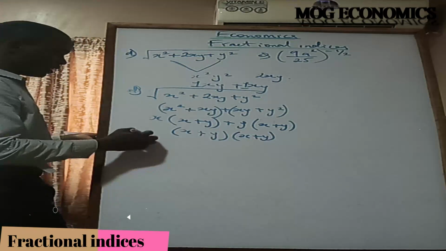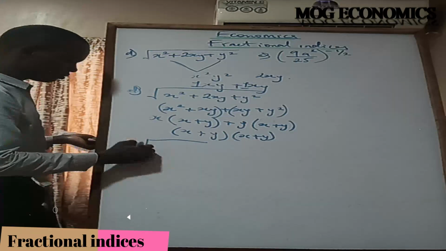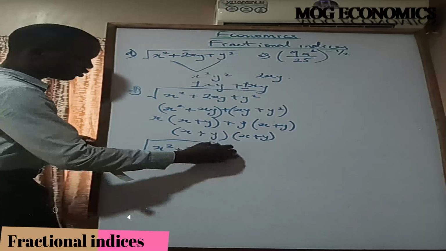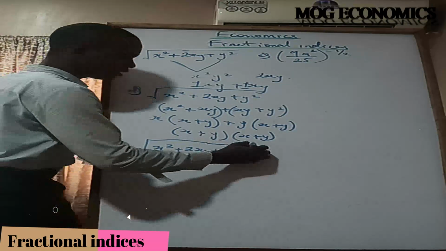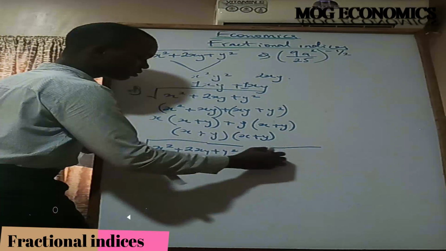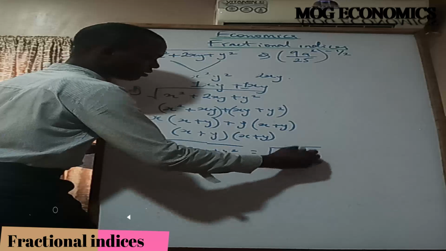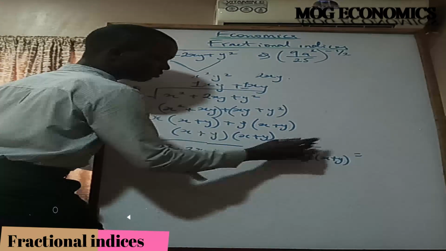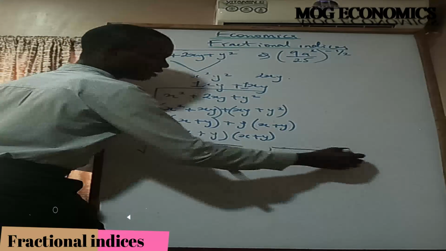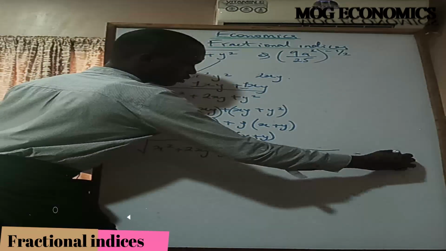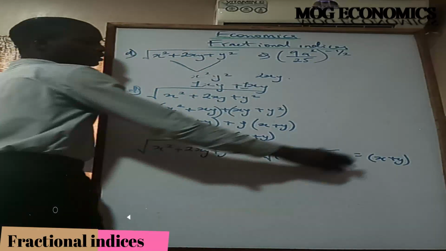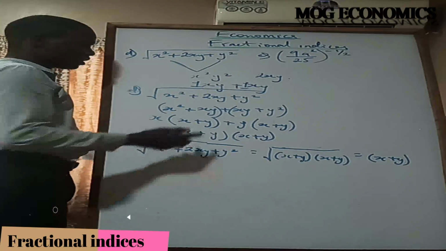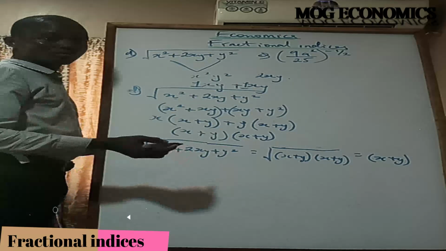So what this means is that the root of x squared plus 2xy plus y squared is actually equal to the root of (x plus y)(x plus y). And then what would your answer be? The answer is just x plus y. That's all. But it is x plus y that you can multiply by itself two times. That will give you what is inside of this root.